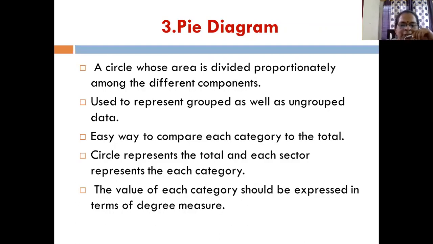The value of each category should be expressed in terms of degree measure. Since it is a circle, we are representing that inside a circle. So the circle should be divided into different components according to the degree measure, so whatever data is given, first we will convert that data into percentage form, into degree measure. Then only we can measure it. Then you use a compass or scale, and in order to measure the angle, you need a protractor also. You can construct it very easily.